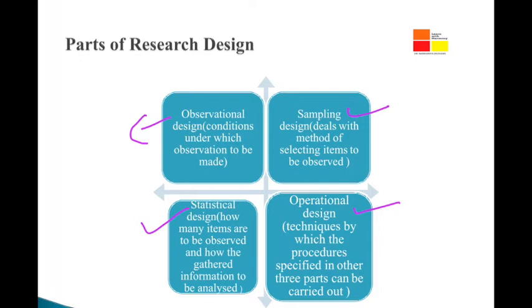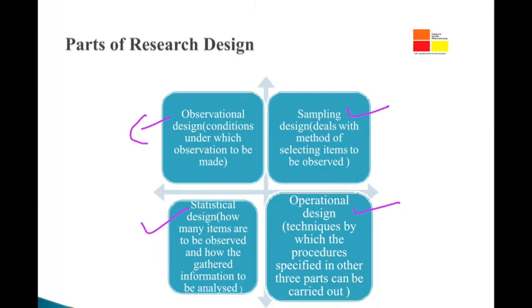The observational design means under which you will be covering your observations or taking your readings related to your research work. Sampling design deals with the method of selecting items to be observed, because sampling is again a very integral process. Irrespective of what kind of data you are collecting, primary data or secondary data, the sample on which you are working is very important, and identifying that sample is a little bit more important. So you have to understand sampling design, which talks about the methods of selecting the items you will be observing.